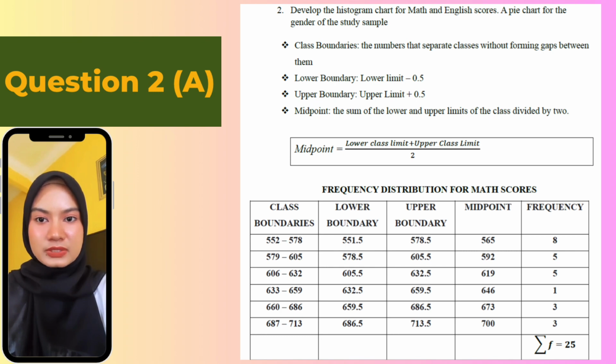For example, in the first class boundaries, to get a lower boundary, 552 minus 0.5 and get the answer 551.5. To get the answer of upper boundary, 578 should plus 0.5 and get the answer 578.5. Then, to get the answer of midpoint, the lower class limit is 552 plus upper class limit is 578, divided by 2. So, the answer of my midpoint is 565.